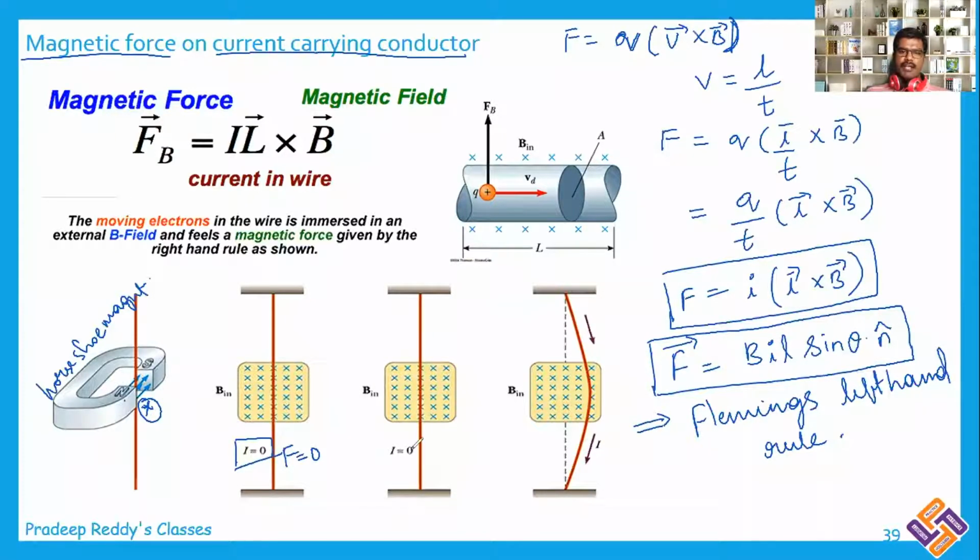For example, if the current is not equal to 0 and it is going upward, then you should use the left hand rule and you can calculate the magnetic force acting on the current carrying conductor. So magnetic field is into, I is upward, and the force acting on the conductor is to the left side because your thumb is representing left side. Therefore, this conductor moves left.